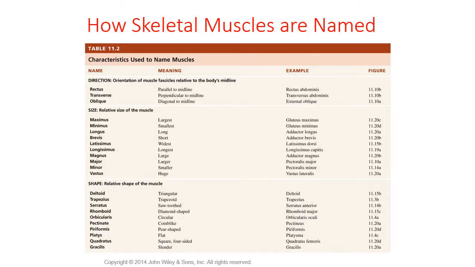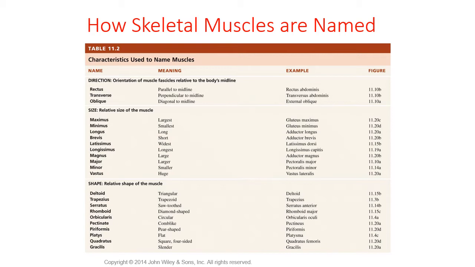So this chart here, very simply, we'll go into a couple of the more well-known ones. Your abdominal muscles are great for the actual direction and orientation of the fascicles. So your rectus abdominis will run parallel to the midline. You got transverse also will go perpendicular to that midline, and the obliques will go diagonally.